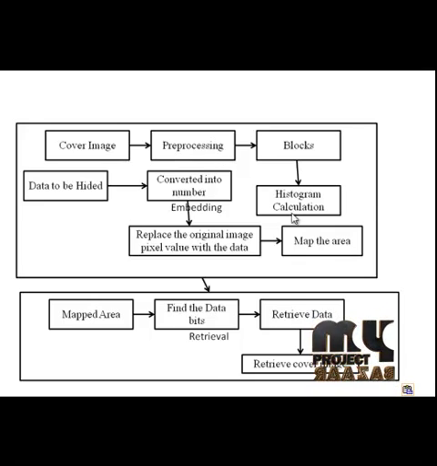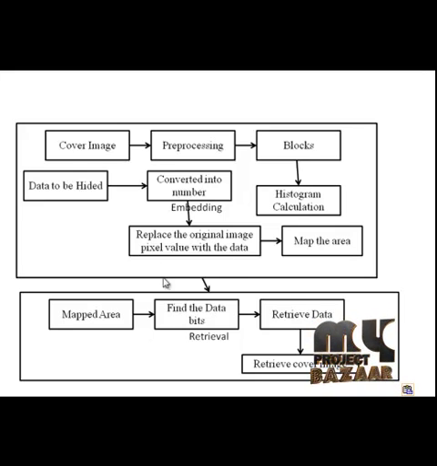Then the histogram values are calculated. The histogram of the image is a graphical representation of the pixels in the image. It plots the number of pixels for each tonal value. By looking at the histogram for the specific image, a viewer will be able to judge the entire tonal distribution. The image is separated into blocks and the histogram is generated. The data will be embedded in the histogram values of the image.